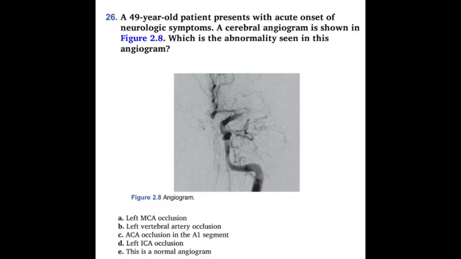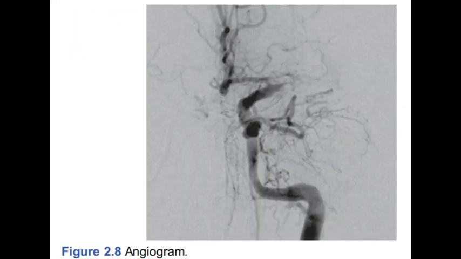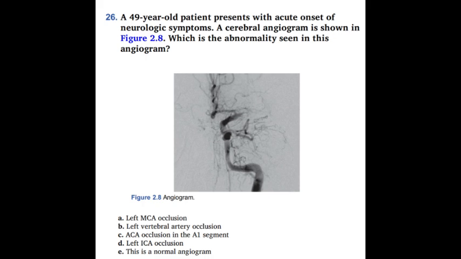Let's go to our next case, question 26. A 49-year-old patient presents with acute onset of neurological symptoms. A cerebral angiogram is shown in figure 2.8. Which is the abnormality seen in this angiogram? So, let us take a look at the angiogram. Option A, left MCA occlusion. Option B, left vertebral artery occlusion. Option C, anterior cerebral artery occlusion in the A1 segment. Option D, left ICA occlusion. Option E, this is a normal angiogram.